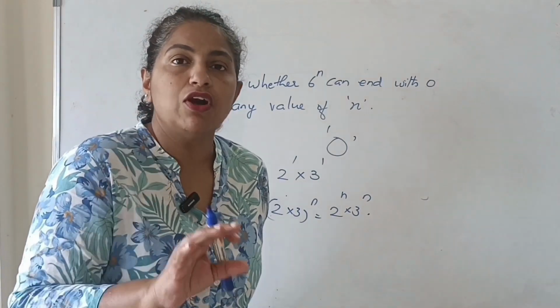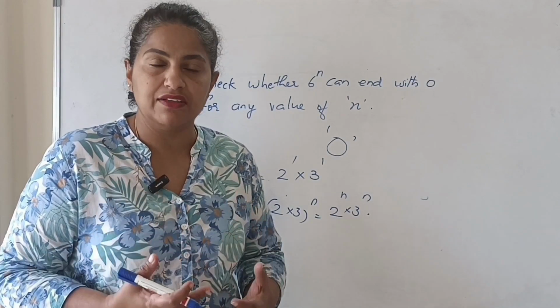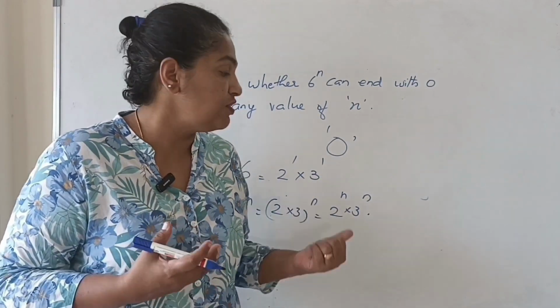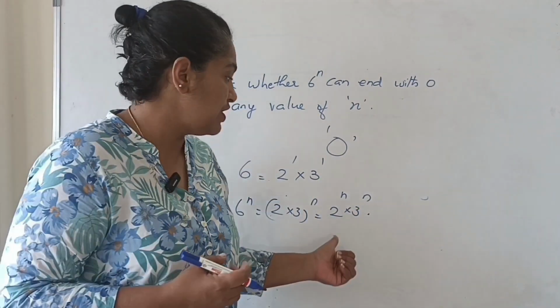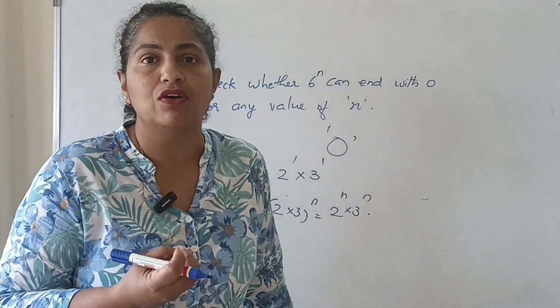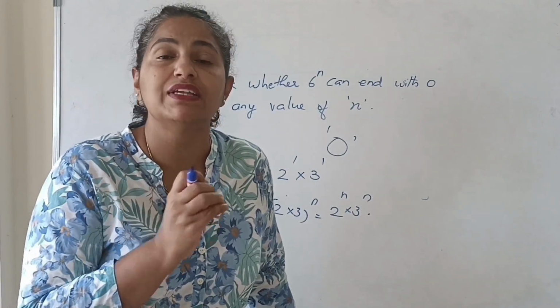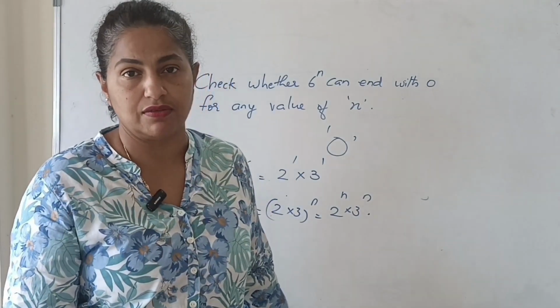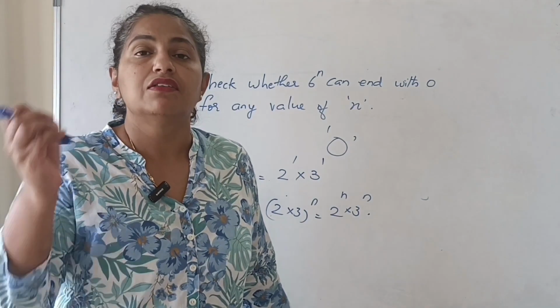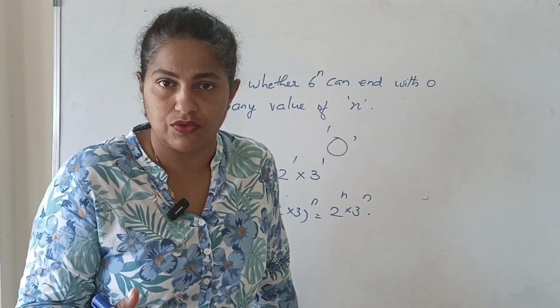Right? Because the Fundamental Theorem of Arithmetic states that the factorization of a number using prime numbers is unique, 2 raised to n into 3 raised to n. This number cannot end with 0 because the factor 5 or the prime number 5 is not involved in the factorization of 6 raised to n. Okay, that is the reason 6 raised to n can never end with a number 0.